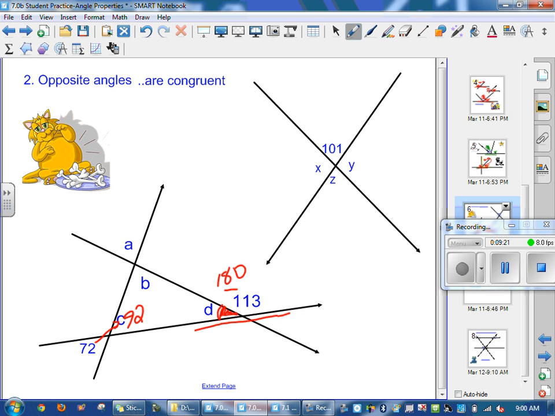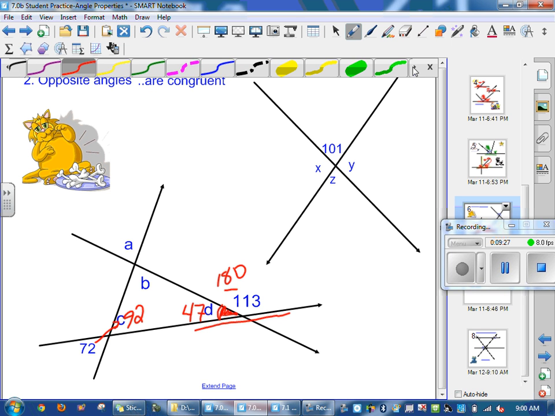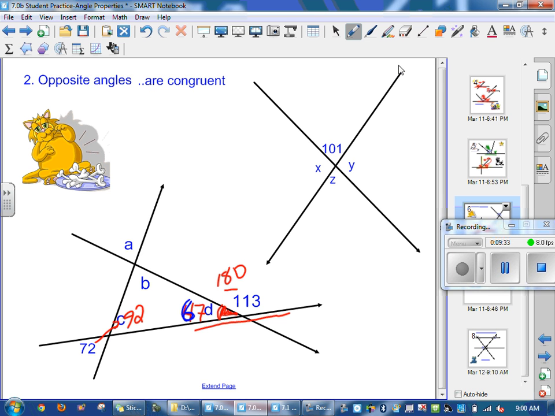47. Okay? Now we're back to having another triangle. So now I've got a triangle. 67. Is it 67? Oh, you're right. Absolutely, I wrote the wrong number. Thank you. 67. Perfect.